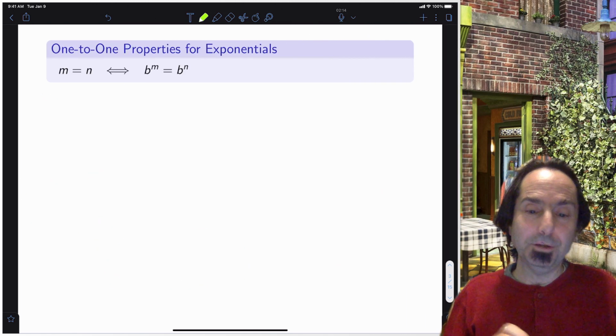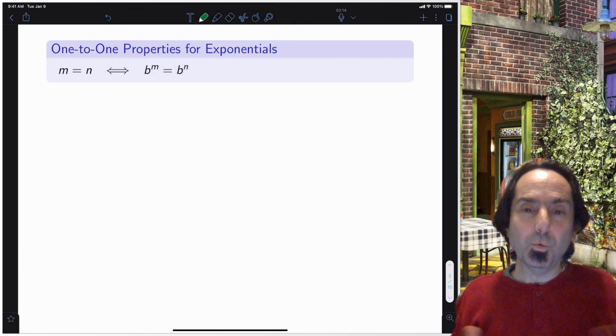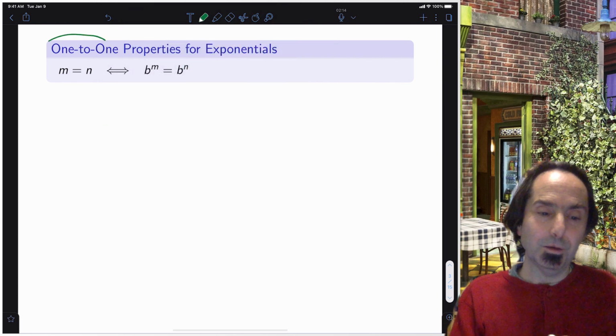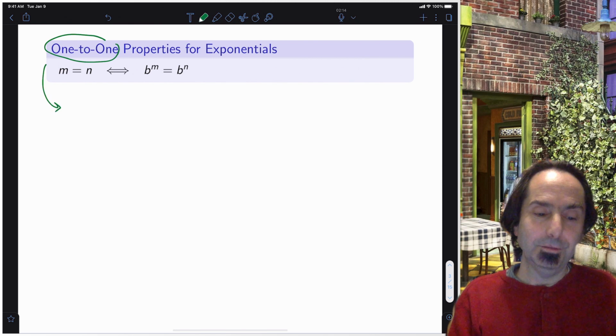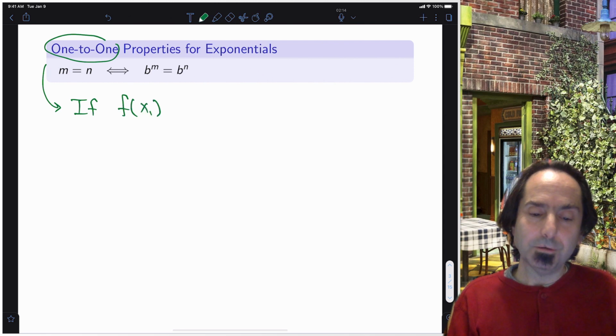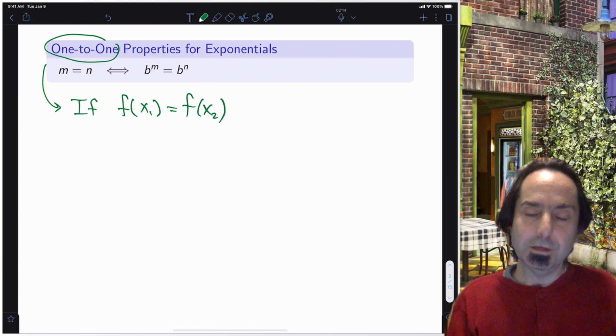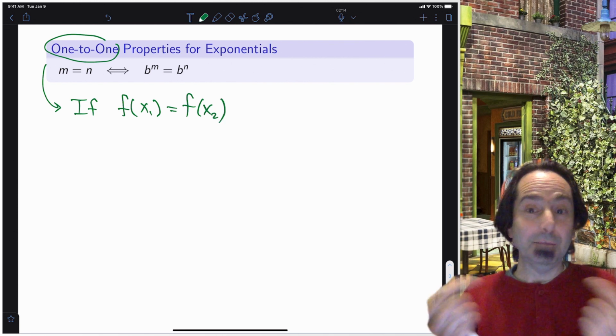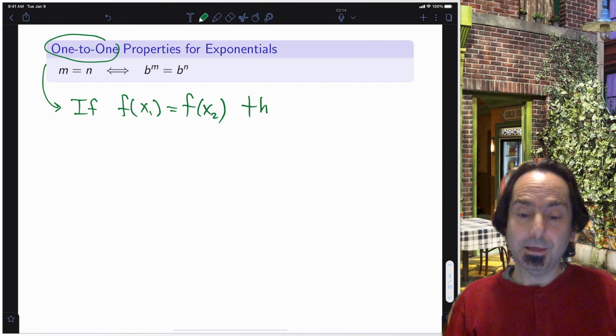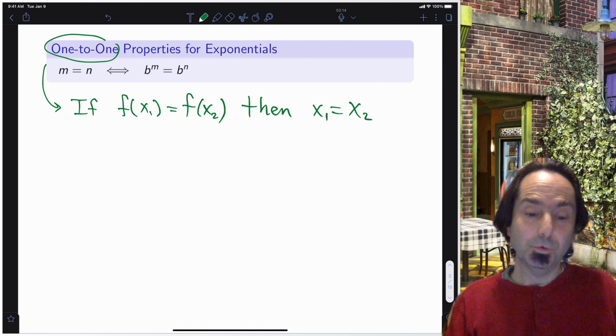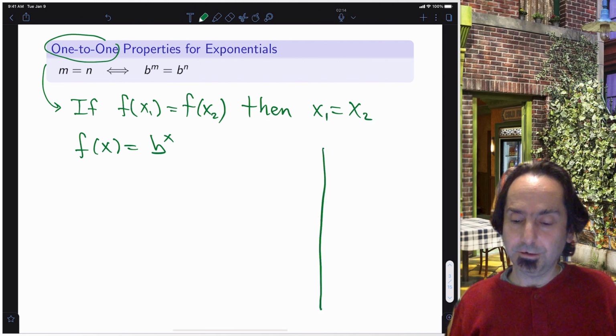Okay, the one-to-one properties for exponentials. One-to-one, we have to remember what this means. This means that if f of x1 equals f of x2, let's say we have two inputs and we get the same output, then it means that the inputs were the same altogether. So for the exponential function, f of x is the exponential function b to the x, and I'm going to draw it right over here.